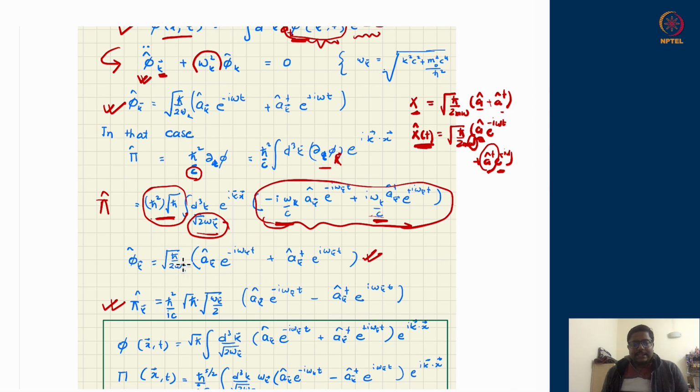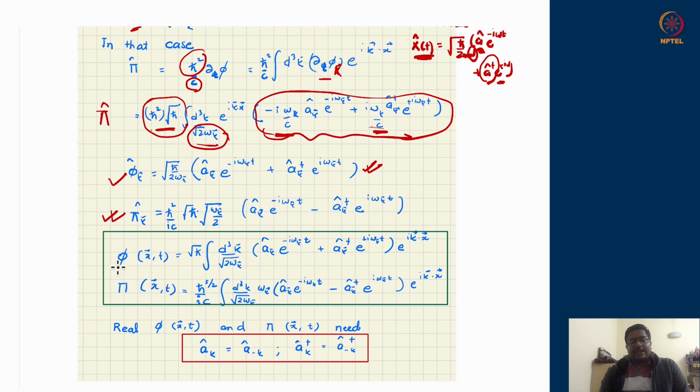You can verify there is an h squared and root h factor coming from, because pi, remember, already came with an h squared factor, and phi k itself comes with a root h. So therefore overall h squared root h will be coming out. So this is your phi k and this is your pi k.